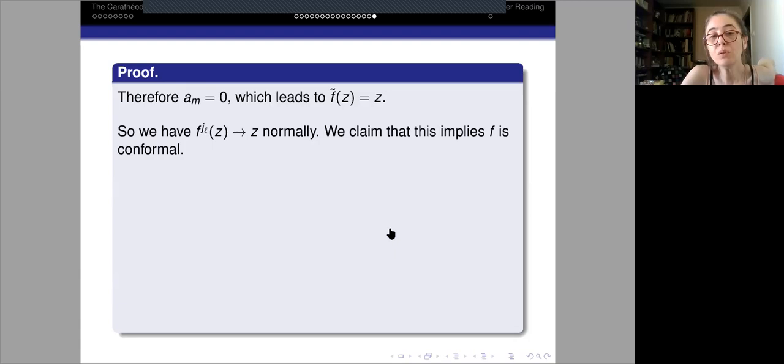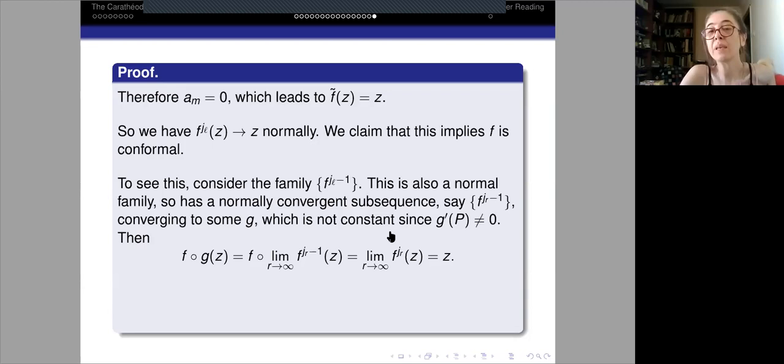So what we have here is a sequence of functions that converges to the identity normally. Now we claim that this implies f is conformal. To see this, you take the family f_{j_l} minus 1. This is also a normal family, so it has a normally convergent subsequence, say f_{j_r} minus 1, converging to some function g. And g is not constant since g prime at p is different from zero.